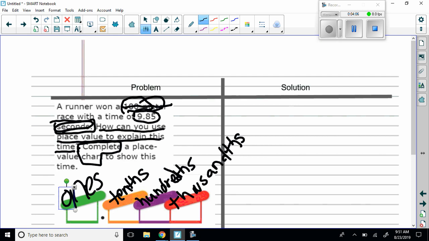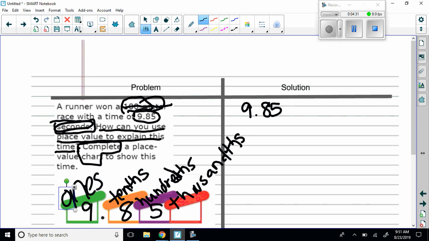I can go back to my number 9 85/100 to put in my chart. I know I have 9 ones, 8 tenths, and 5 hundredths. I could put a 0 in the thousandths. It would not change the value, but for now, I'm going to leave it.